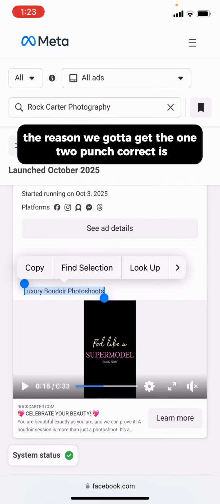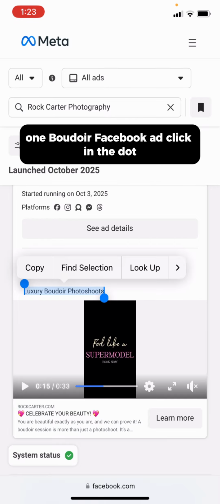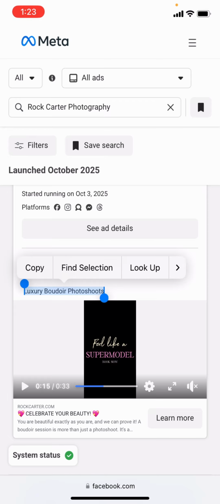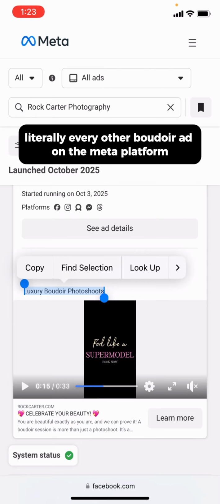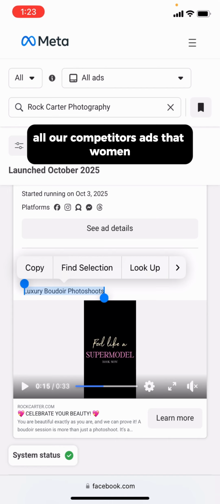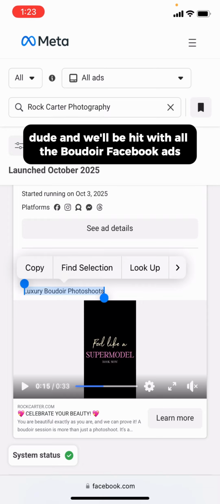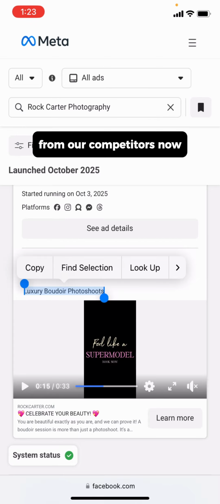So 5% of the reason we've got to get the 1-2 punch correct is once a woman engages with literally one boudoir Facebook ad, clicking the See More, clicking the ad link, going to the landing page, what the Meta ad algorithm does is it brings that woman, for the next 24 hours, literally every other boudoir ad on the Meta platform in that city. So all our competitors' ads, that woman is seeing them for the next 24 hours. And we can try this ourselves. We go engage with a few boudoir Facebook ads in our city, and we'll be hit with all the boudoir Facebook ads possible in the city the next 24 hours on Facebook and Instagram from all our competitors.